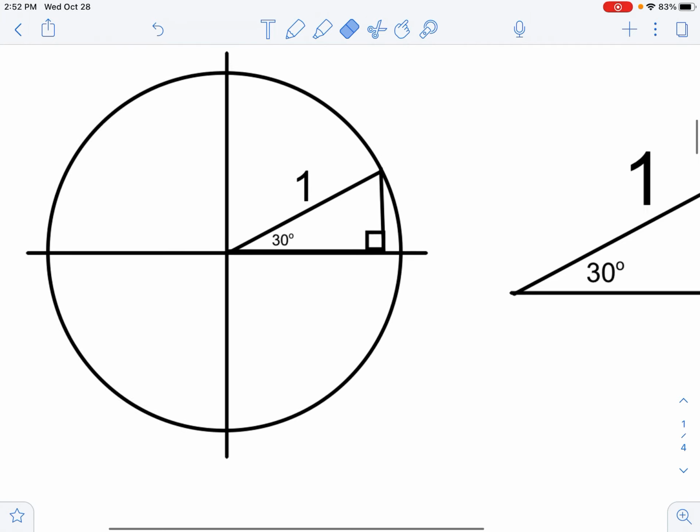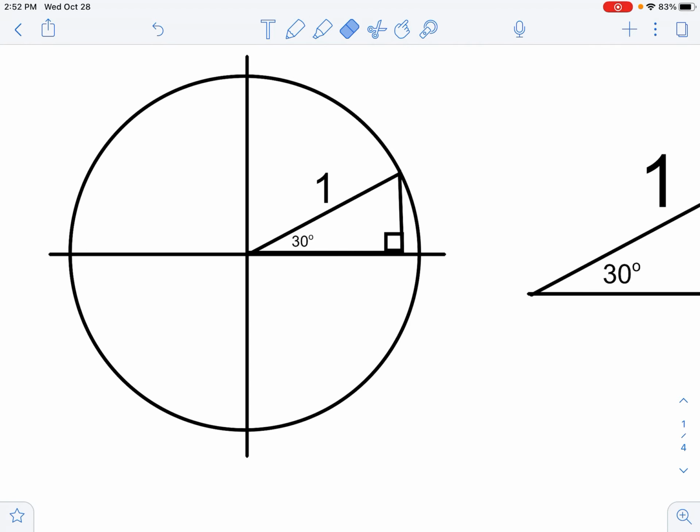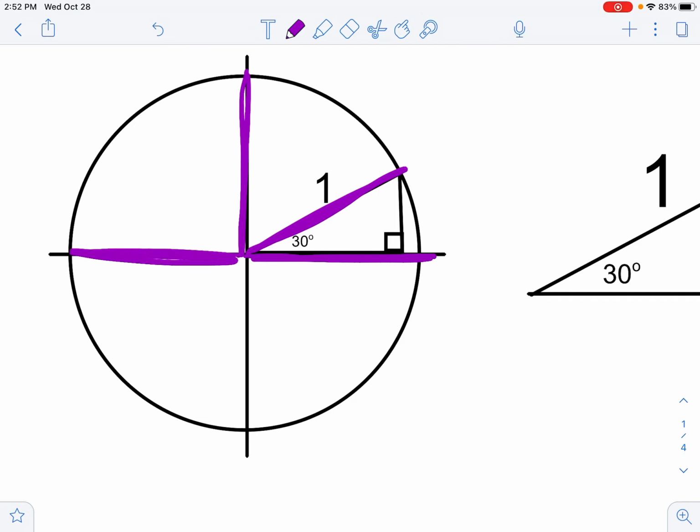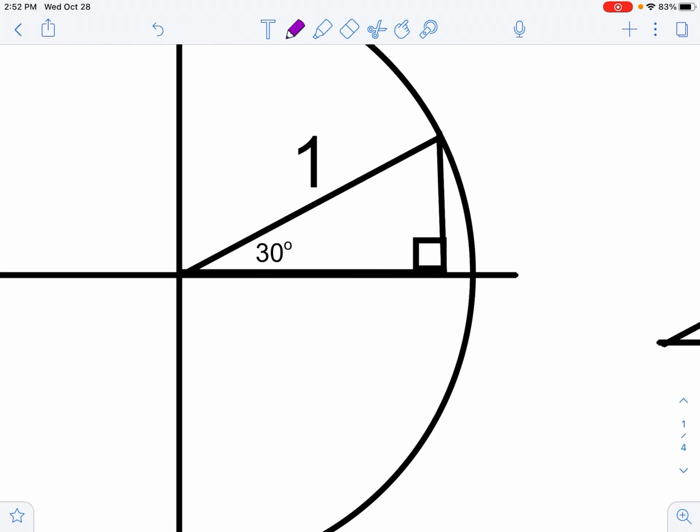Okay, so now let's apply that to the unit circle. So here is the unit circle. What you should notice about the unit circle is that this right here is the radius, and it's 1. This is also a radius, it's 1. So all the radii are 1 in the unit circle. Okay, so one of the angles that you need to know on the unit circle is this 30-degree reference angle.